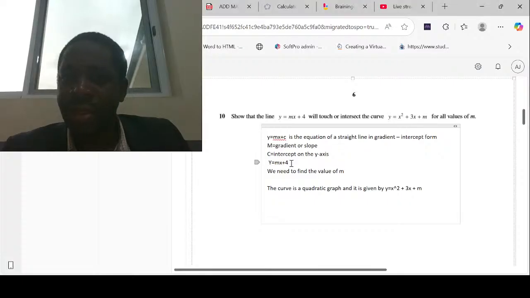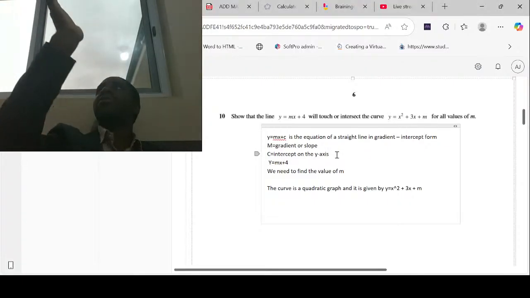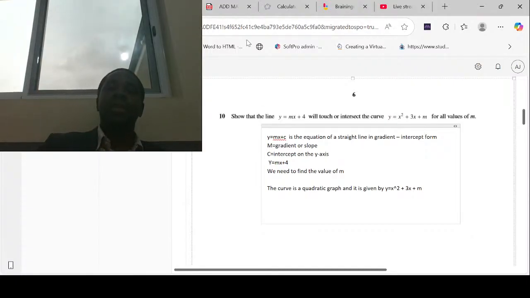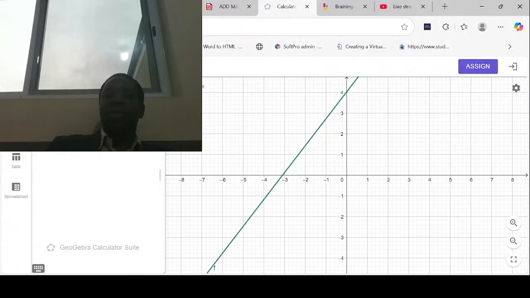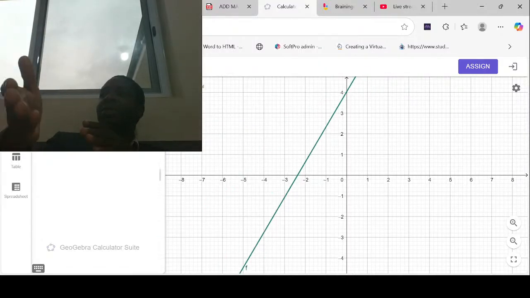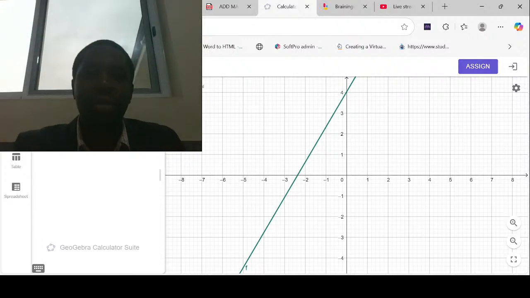And what does that c mean? Intercept on the y-axis. It means where the line cuts the y-axis, which is the reason why the green line cuts the y-axis at 4 there. Do you understand? So you can see that if I adjust this, the intercept doesn't change, isn't it? It's just the slope that is changing. So now I've gotten the slope.